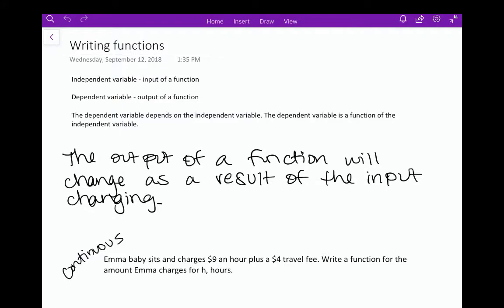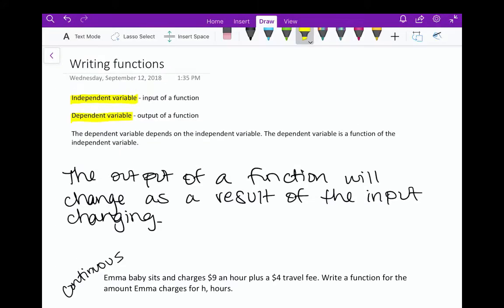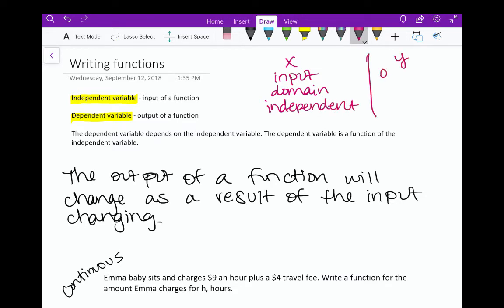This video is on writing functions. The independent variable is the input of a function, and the dependent variable is the output of a function. There are some words that are interchangeable that you need to be aware of, or words that basically mean the same thing. When I talk about the x, I'm talking about the input, the domain, and the independent variable. When I say y, I'm talking about the output, the range, and the dependent. Make sure you know which words go with what variable.